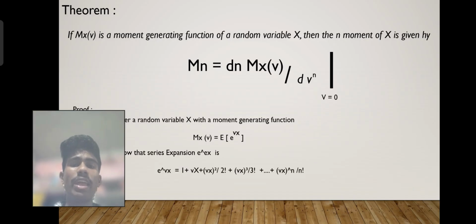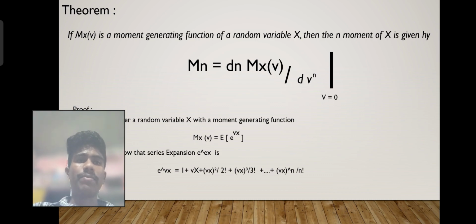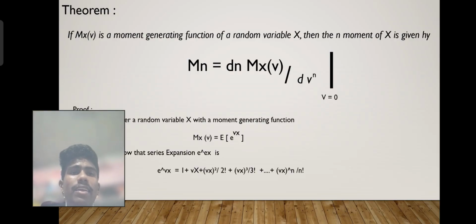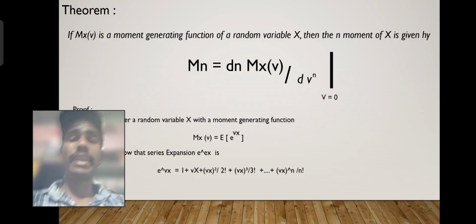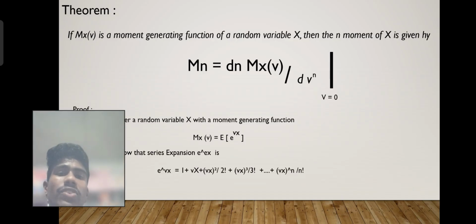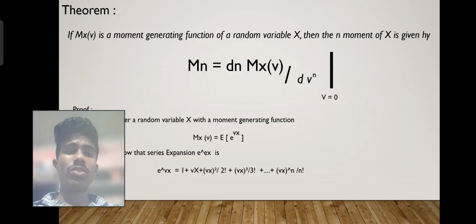Theorem: if M_X(v) is the moment generating function of a random variable X, then the nth moment of X is given by m_n equal to dⁿM_X(v) by dvⁿ at v equal to 0. Let us see the proof. Consider a random variable X with a moment generating function M_X(v) equal to the expected value of e^(vX).